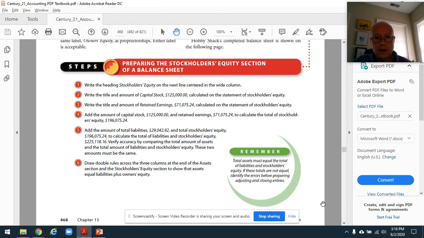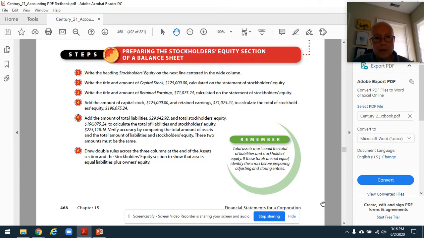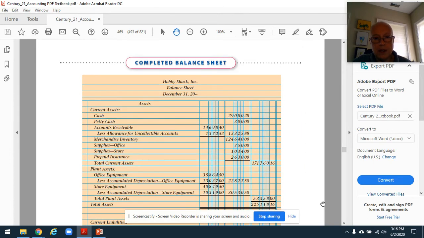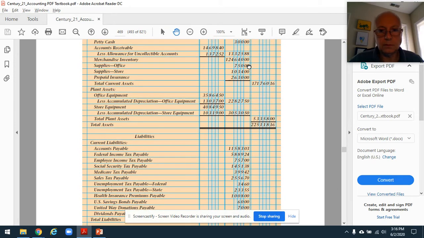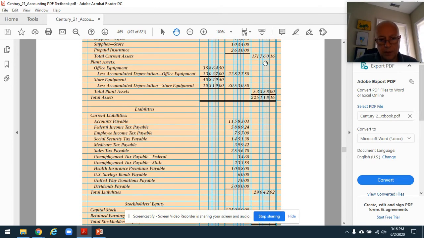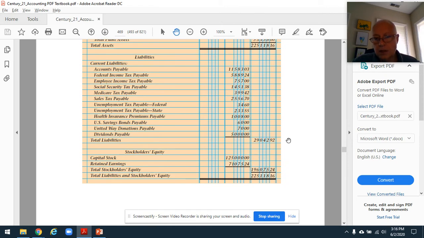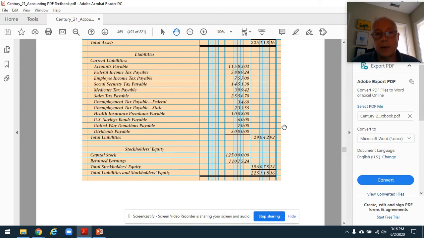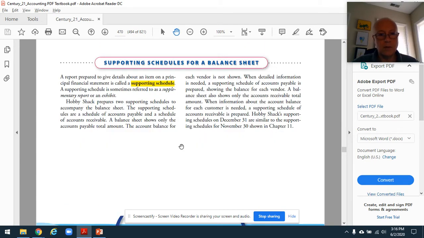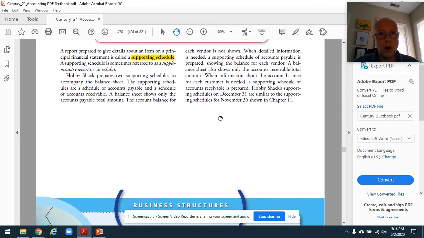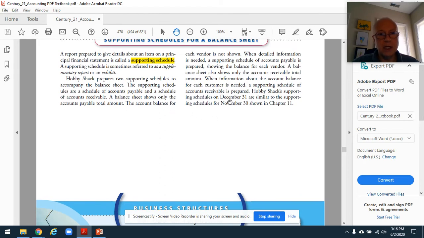Now, the one thing I wanted to show you here, this is the completed balance sheet, and the answer key I'm going to give you supports this, and I'm going to walk you through how to do it. So it's pretty straightforward, and I'll be quick about it. But the one thing I wanted to talk to you about was the supporting schedule. You may be required to provide that, especially when you're filing a corporate tax return. They may want to see a supporting schedule showing your calculation, showing your balances.